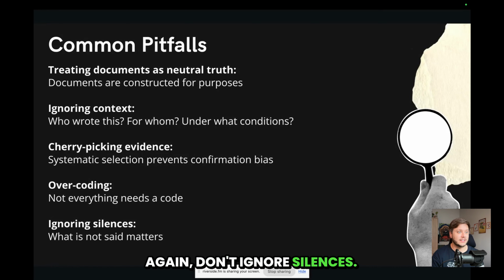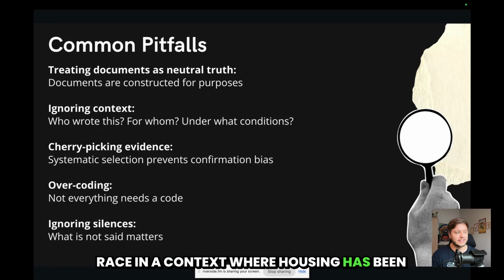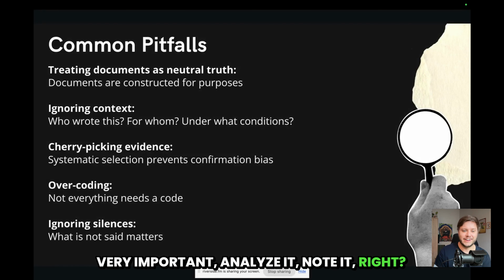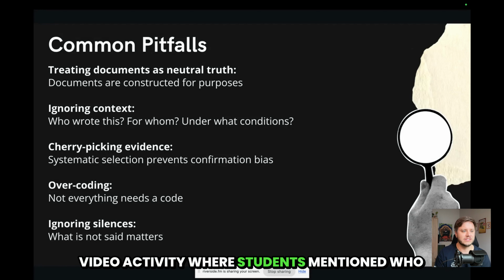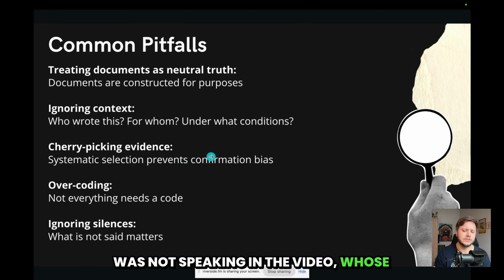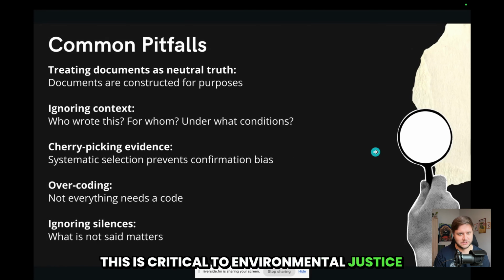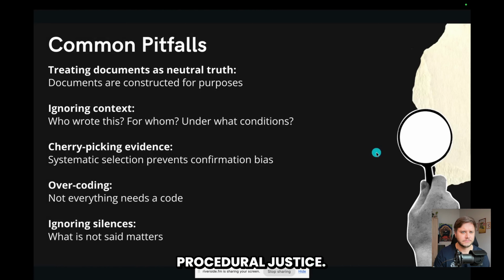Again, don't ignore silences. If a housing policy document never mentions race in a context where housing has been explicitly racialized, that's very important. Analyze it, note it, right? This was, again, so great to see in that video activity where students mentioned who was not speaking in the video or whose perspectives were not present. This is critical to environmental justice research. This is critical to recognitional procedural justice.